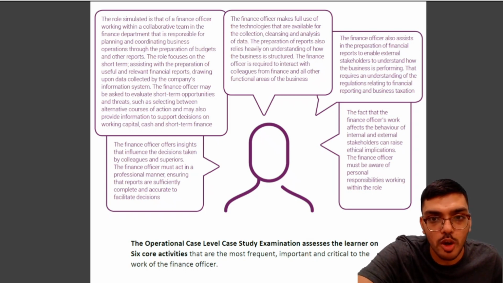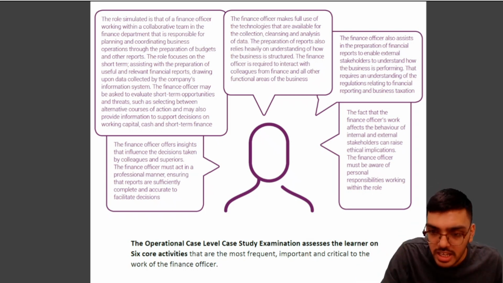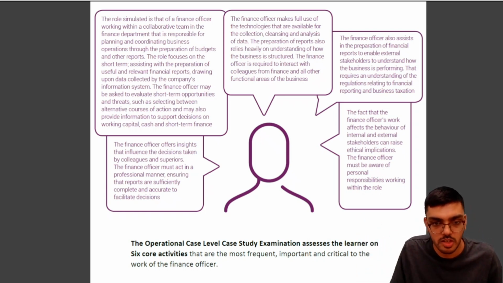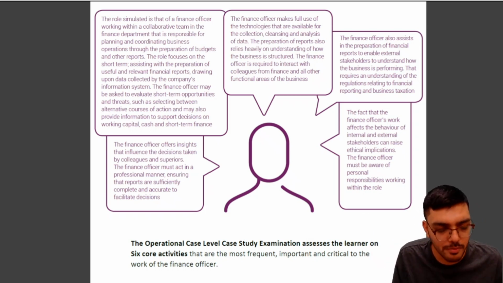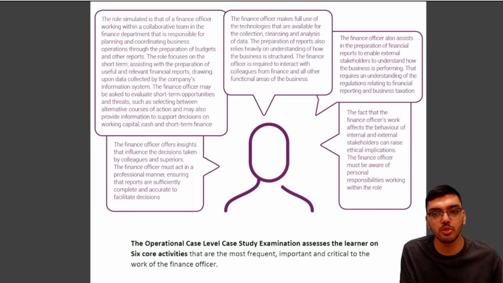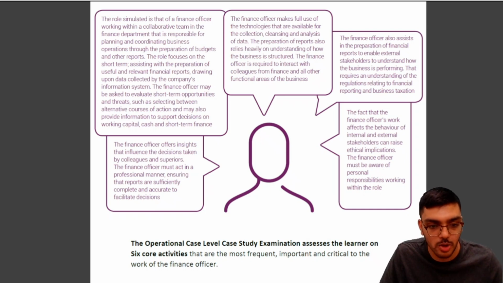So the finance officer's role that CIMA has laid out is a very clear indication of your E1, P1 and F1 syllabus. So if you haven't revised the syllabus, will you be able to play the role of a finance officer? I don't think so. So the first place to start for any student who's taking the operational case study exam is to revise your E1, P1 and F1. Without that, don't think about moving ahead to analyze the case study because it will not make any sense.